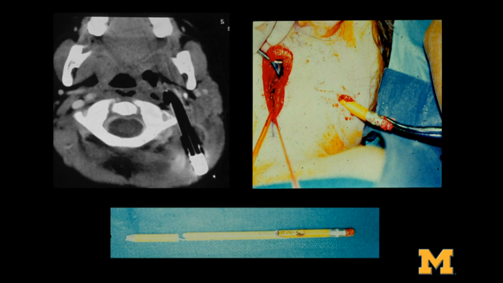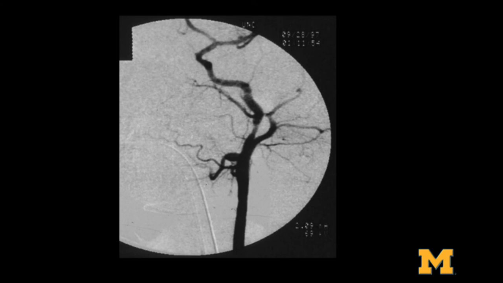Here's the eraser. There's the pencil coming out. And there's a pencil being put back together again. Luckily, the child did fine, so I feel very comfortable showing this. So the kid did fine. But the child did end up having an angiogram, and we can see this dissection here involving the internal carotid artery. So this was an older slide. It was a few years ago, about 15 years ago.